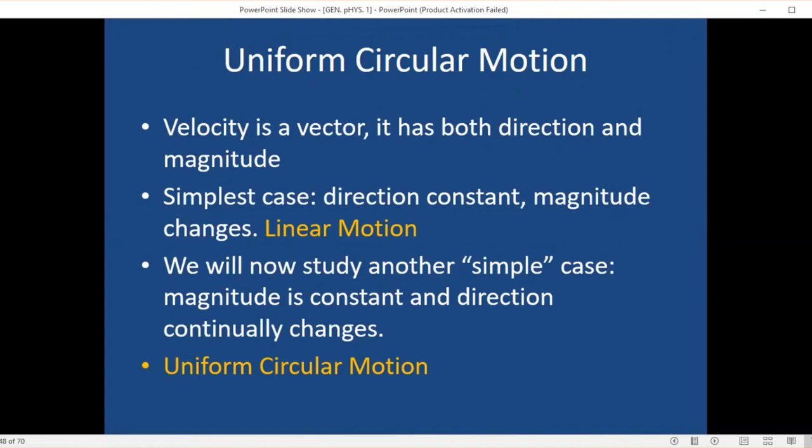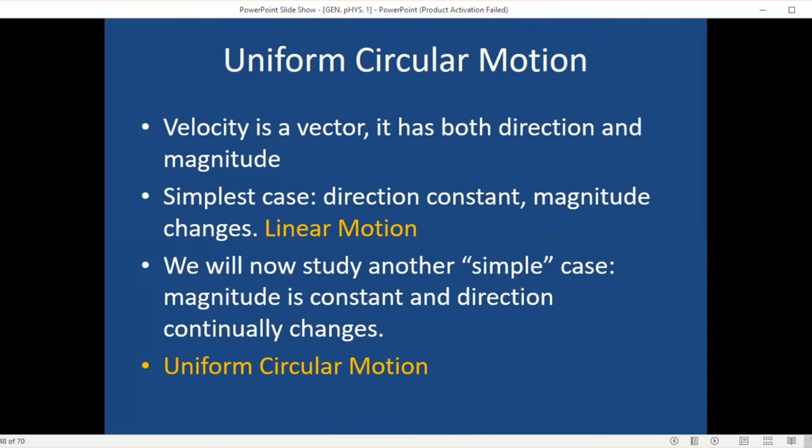Speaking of uniform circular motion, velocity is a vector, it has both direction and magnitude. In a simple case, direction is always constant and the magnitude changes. It refers to linear motion when direction is constant and the magnitude changes. But at this point, the magnitude is constant and the direction continually changes. Kasi when an object moves circularly, syempre, ang magnitude niya is constant naman talaga. Pero because it moves circularly, definitely yung direction niya will change.